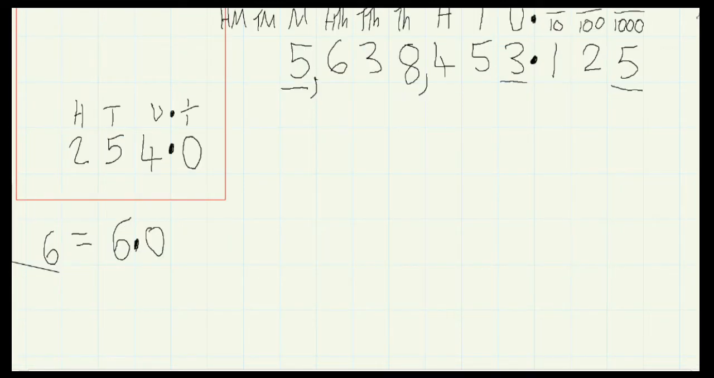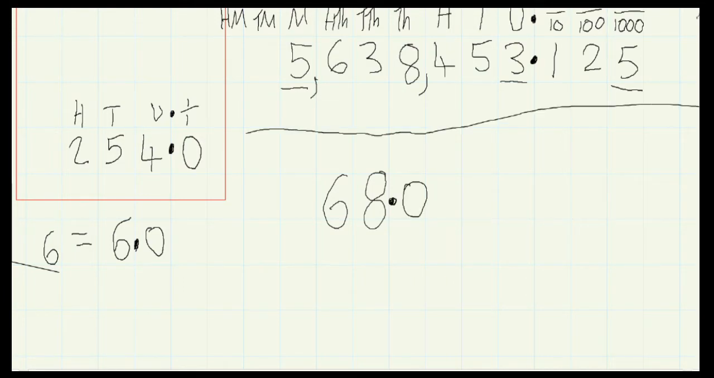So we take a number like 68. 68 is the same as 68.0. This is a different example. So 68 is the same as 68.0. It's also the same as 68.00. It's the same as 68.000 because it's still 68 point nothing.